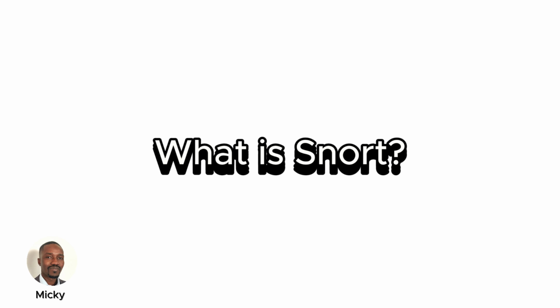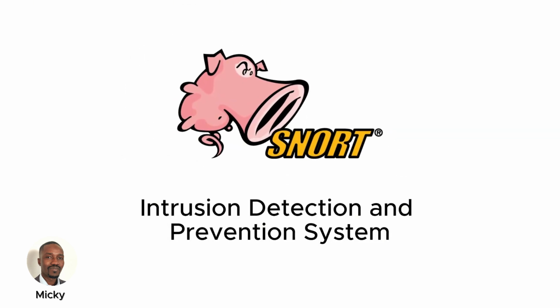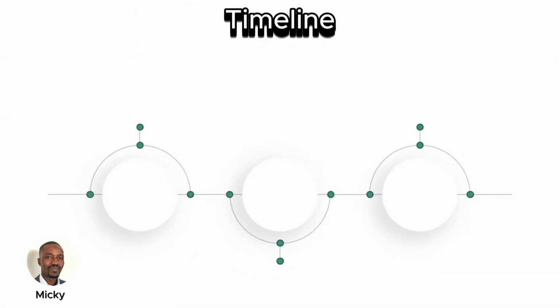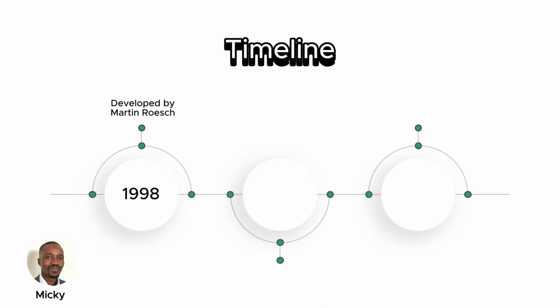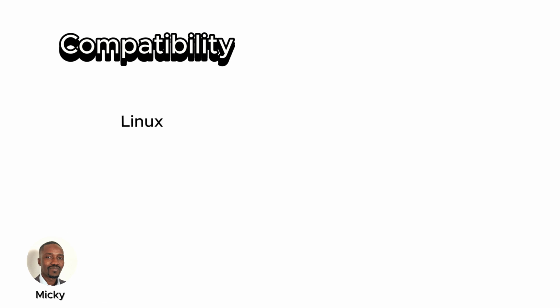What is Snort? Snort is a network intrusion detection and prevention system. It was developed by Martin Roesch in 1998. In 2009, it was recognized by InfoWorld as one of the greatest open-source software in the world. Snort is now developed and maintained by Cisco, who acquired it in 2013. Snort can be installed on Linux, Unix, and Windows-based systems.